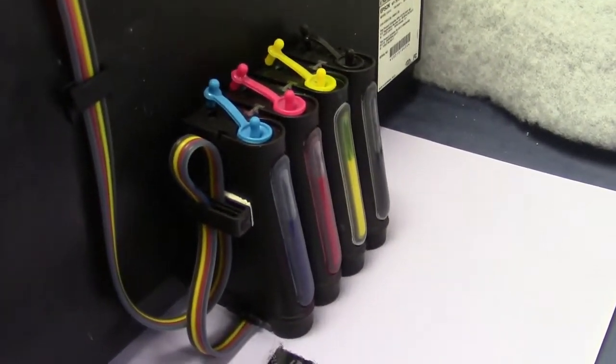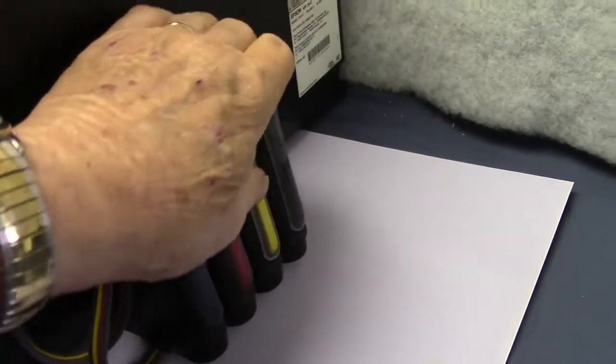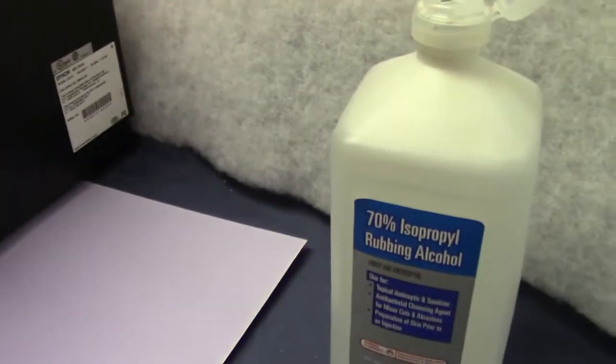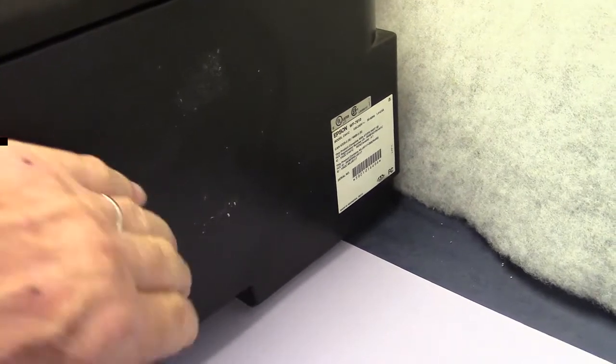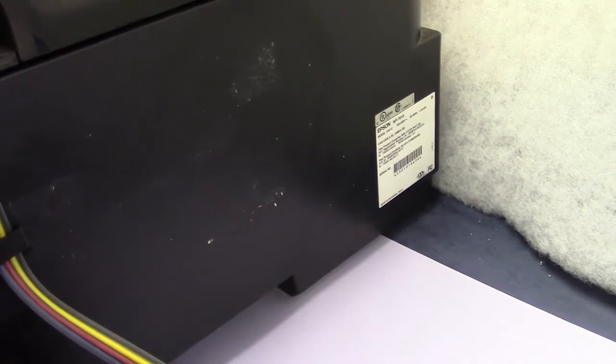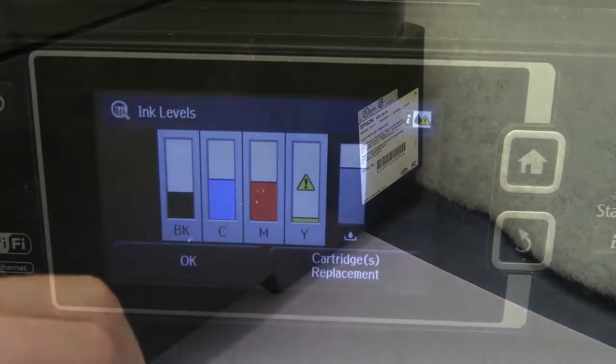Okay? So the first thing you're going to do when you get it is balance the system, and then you're going to take some alcohol and wipe that area down here, because you want to get any type of oil from the plastic mold release off. Okay, so take your regular rubbing alcohol and rub the side of that printer.